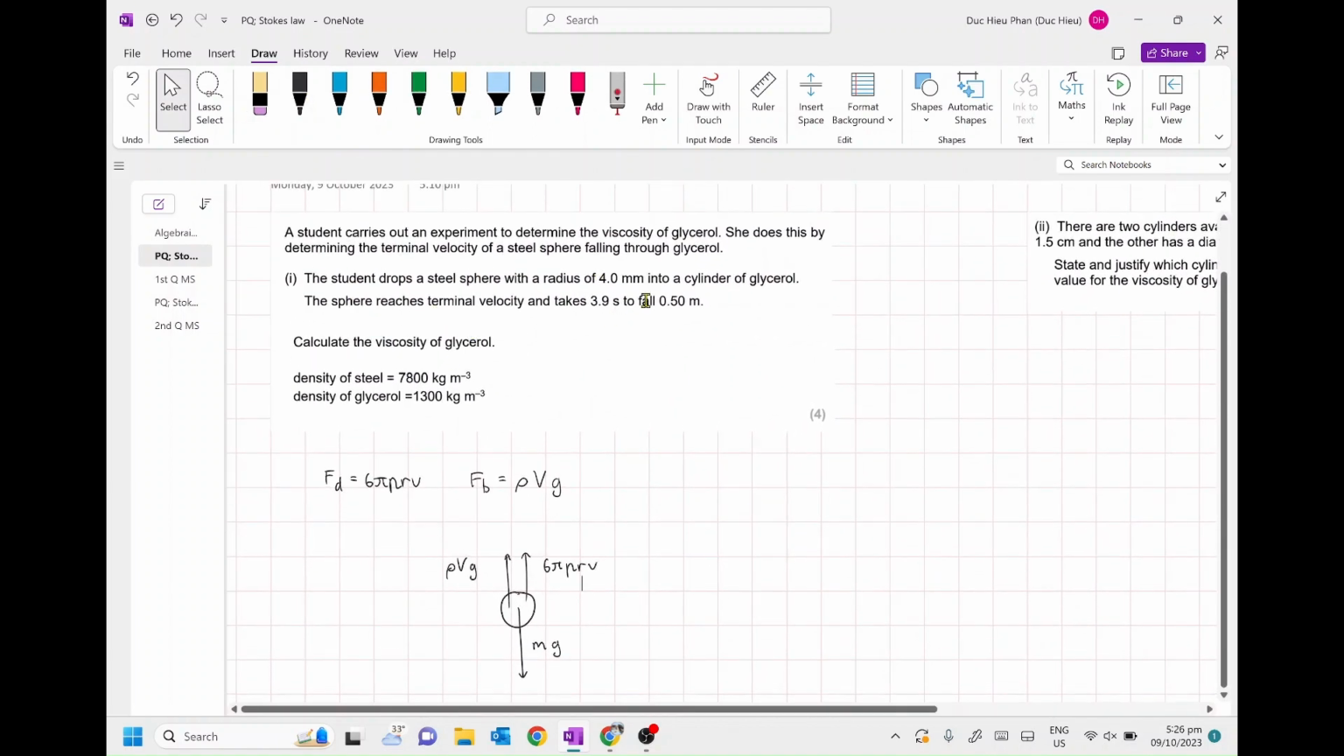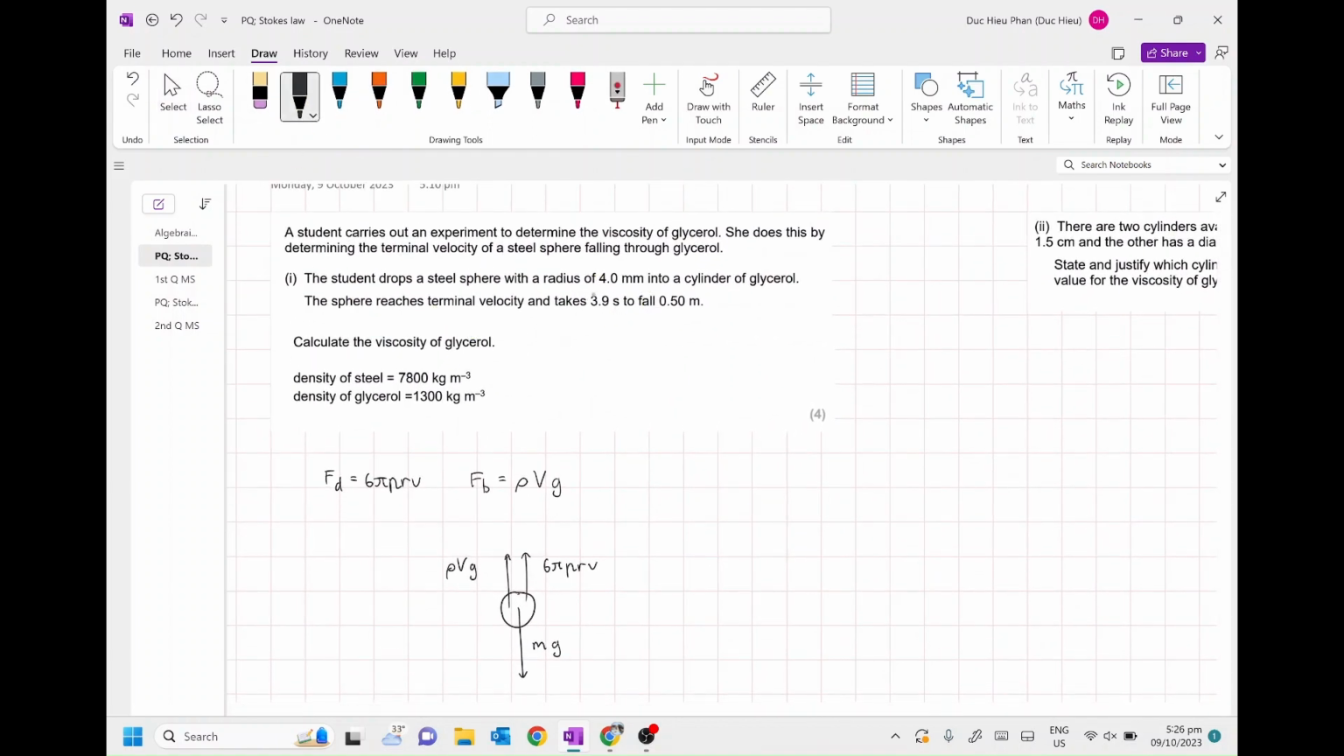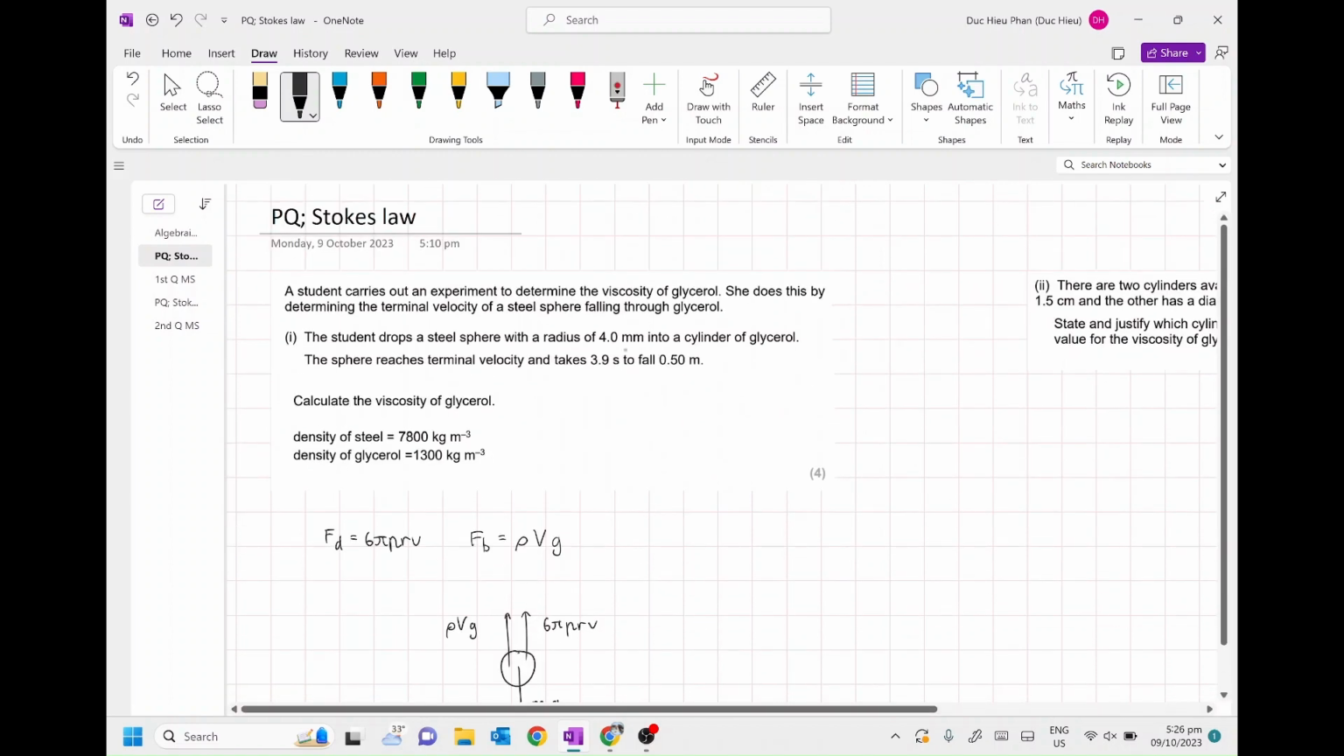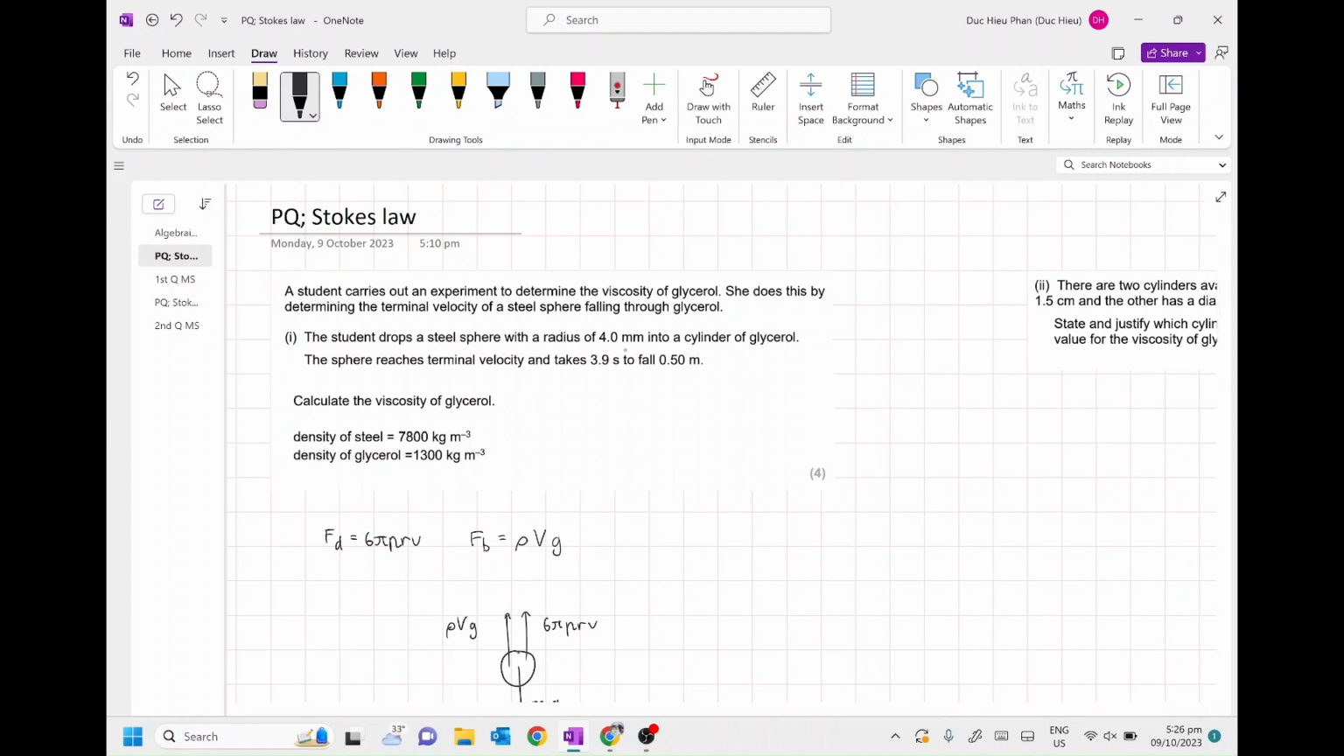So we have all these numbers, and I think the best thing we could do right now is start by converting these numbers into the units that we're going to use. First of all, we need to convert 4 millimeters into meters. That is 0.004 meters. That's the radius of the sphere.